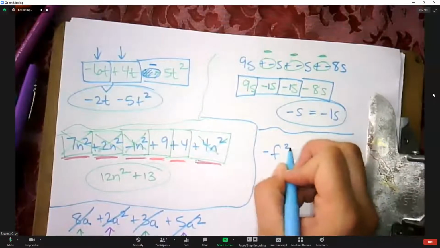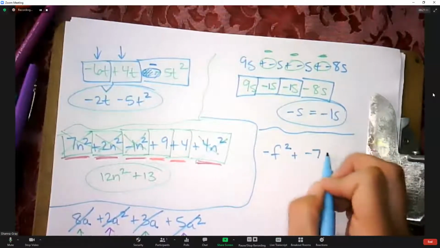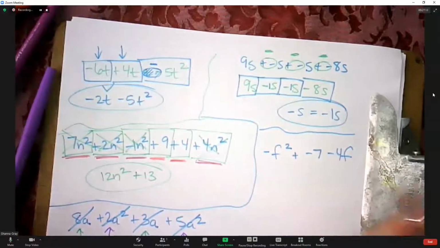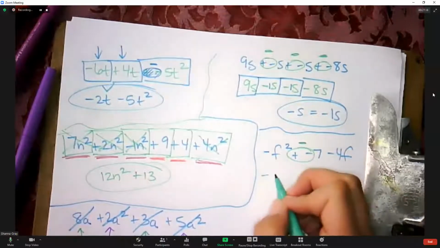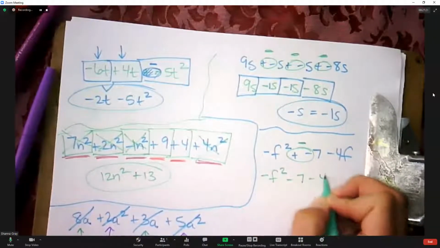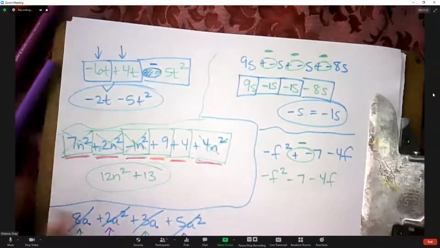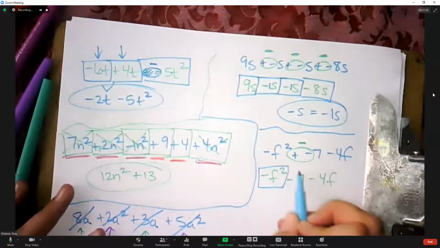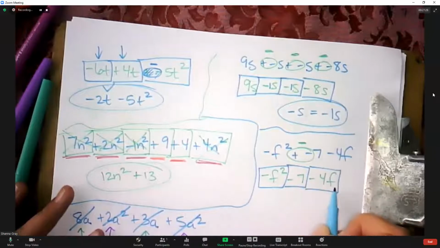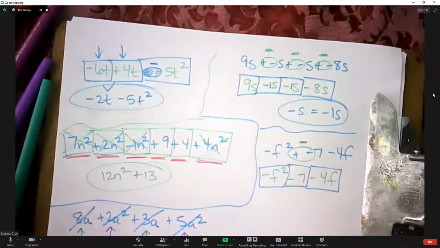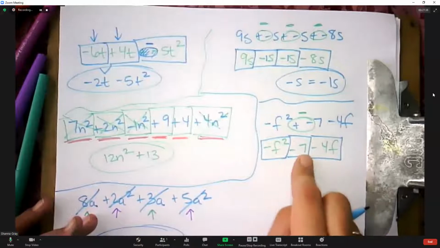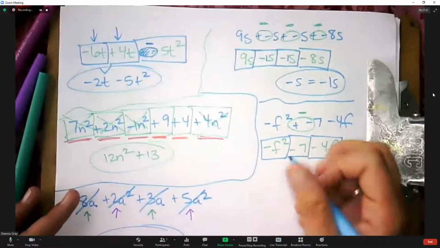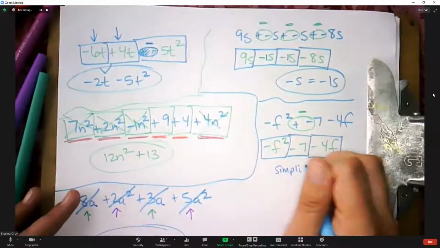The last problem I'm going to do looked like this. So I have one spot in the middle here, which I can rewrite as a minus. So this is really -f squared minus 7 minus 4f. And then if I split these apart, I have an f squared term, a normal number, and then just plain old f. And so if I look at this, this is simplified. There's nothing I can do with this. I can't combine. F squared has a squared, but this one doesn't. And then this one doesn't have an f, so I can't put these together. So I could say this is simplified already.